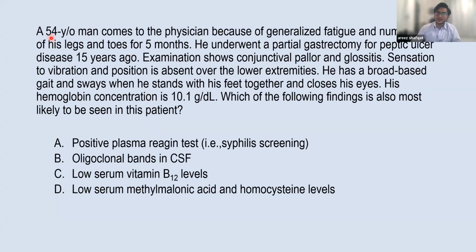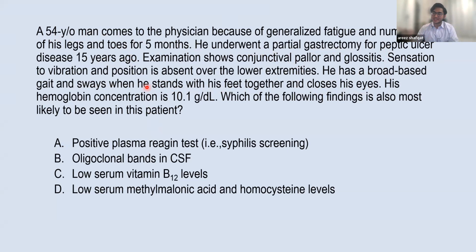Now, this is a 54-year-old man who comes to the physician because of generalized fatigue and numbness in his legs and toes for 6 months. So this guy has a history of gastrectomy for peptic ulcer disease. He has a broad-based gait, and when he stands with his feet together and closes his eyes, he sways a bit, which is called the Romberg test.